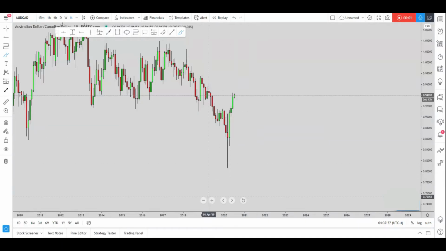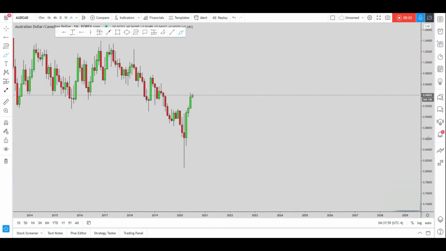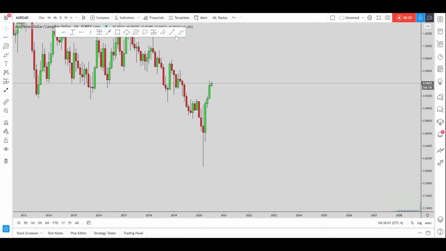Okay, so what kind of situation do we currently have on AUD CAD? Now, from the monthly time frame, we know that the market has created this W formation. And after a W formation, what do you expect? You expect the market to make a move to the downside and to go and test the structure, which is basically the neckline of the formation, the previous resistance, which is now turned support at this area.